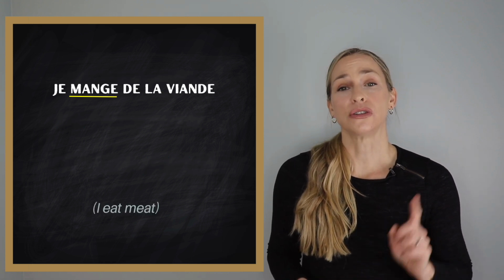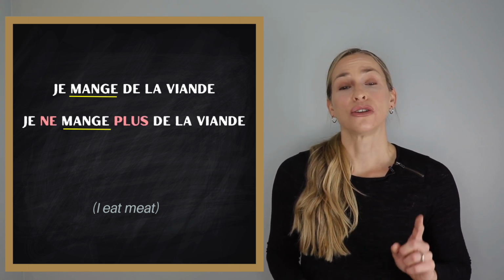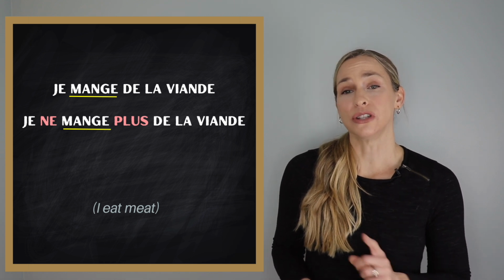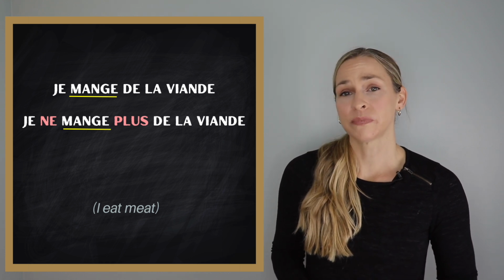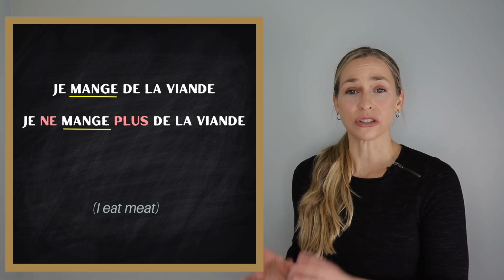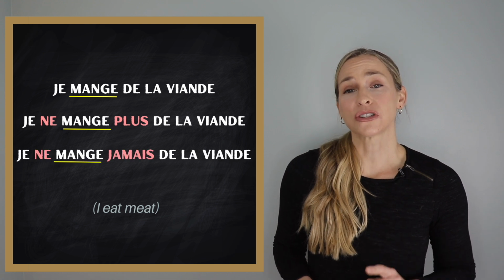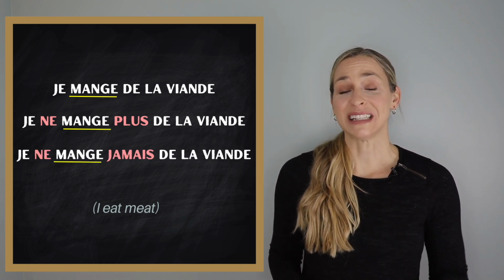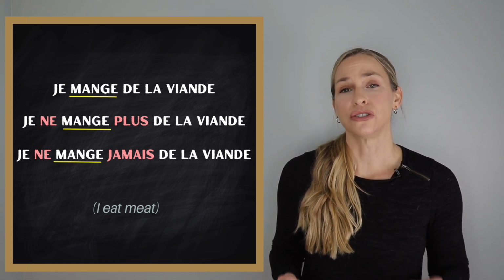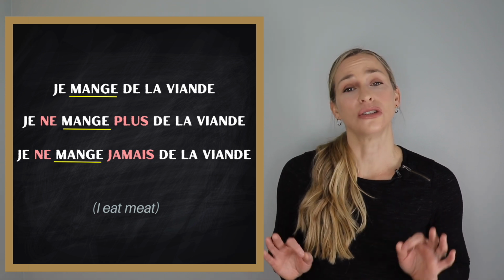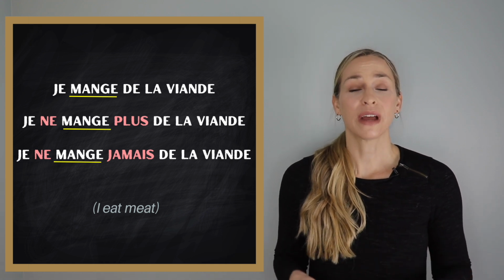Je mange de la viande. I eat meat. You could say, je ne mange plus de la viande. I don't eat meat anymore. Again, this is the same structure as before. We're just replacing pas with plus. Or you could say, je ne mange jamais de la viande, which means I never eat meat. Same idea, same structure. We've just replaced pas with plus and jamais.